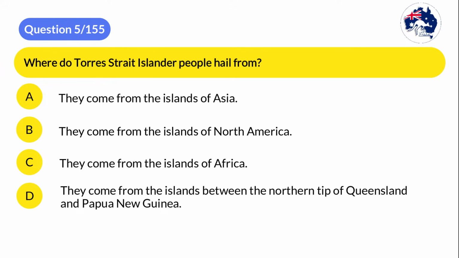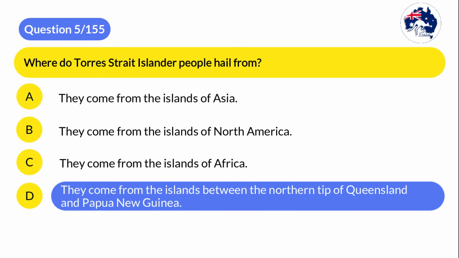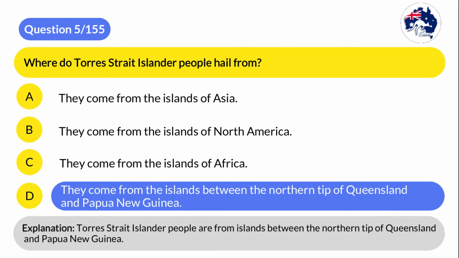The correct answer is D. They come from the islands between the northern tip of Queensland and Papua New Guinea. Explanation: Torres Strait Islander people are from islands between the northern tip of Queensland and Papua New Guinea.